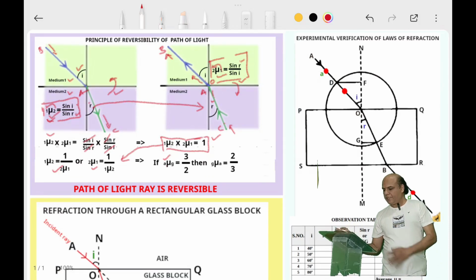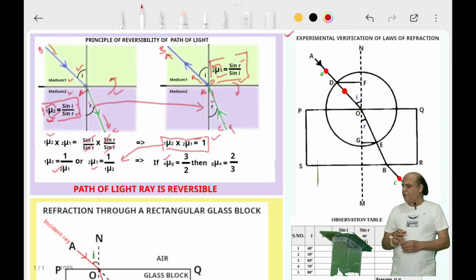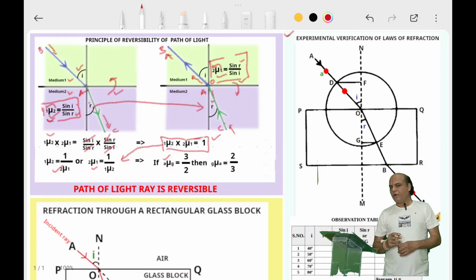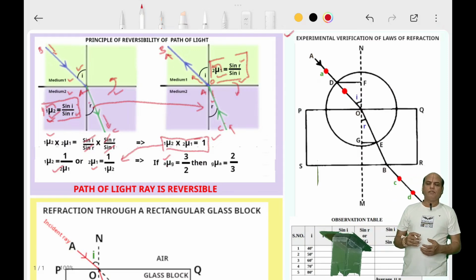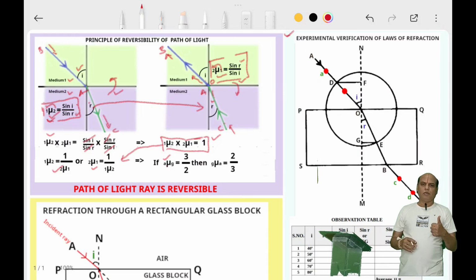Now see on the right side of this box. This is the experimental verification of the laws of refraction. What are the two laws of refraction? They are Snell's laws. What are the two Snell's laws?